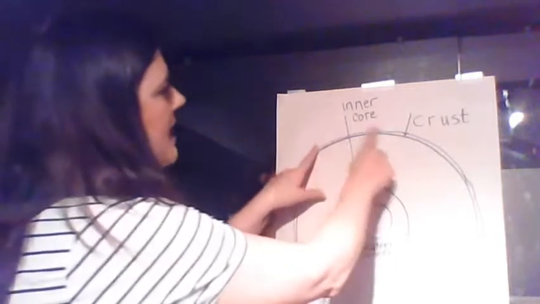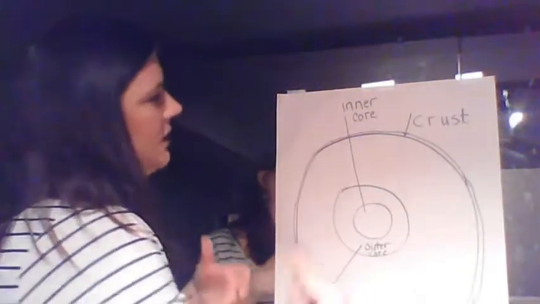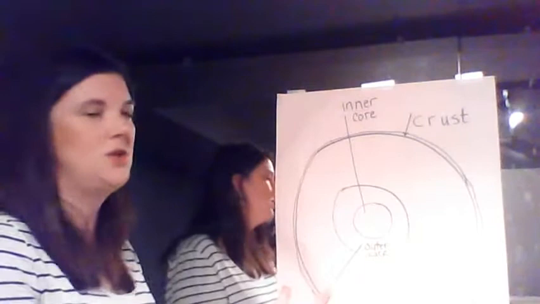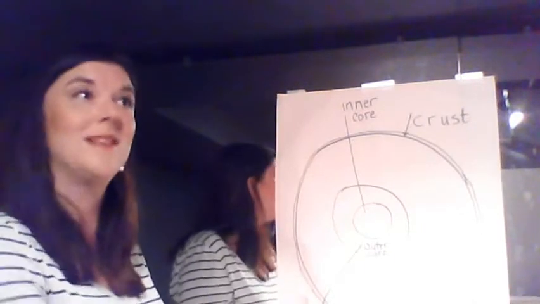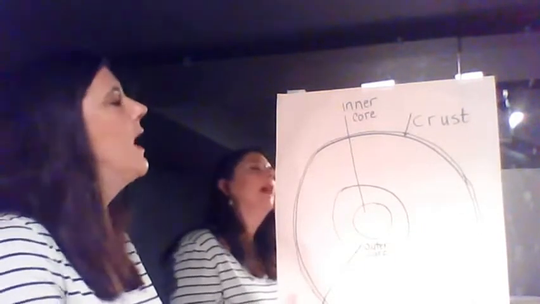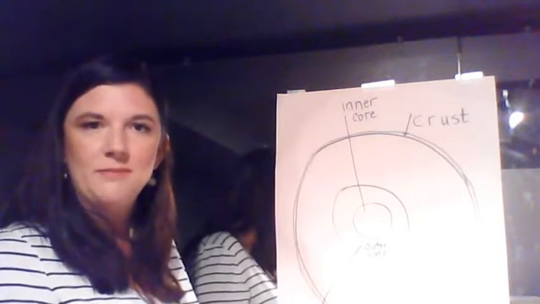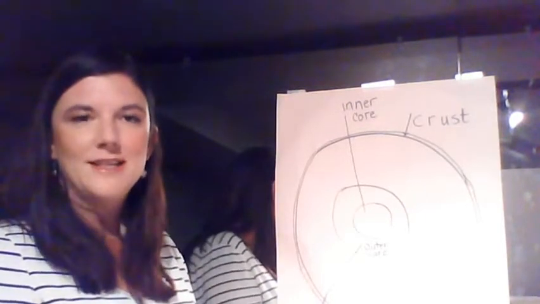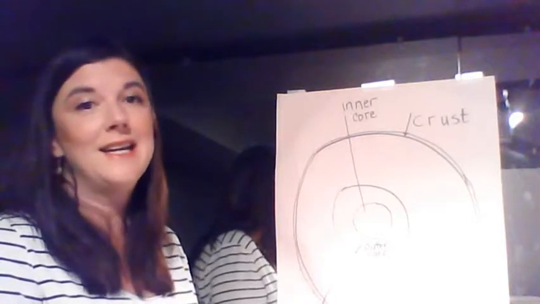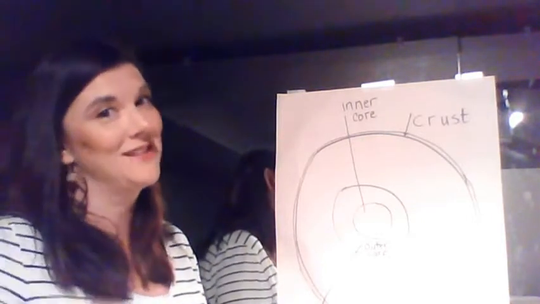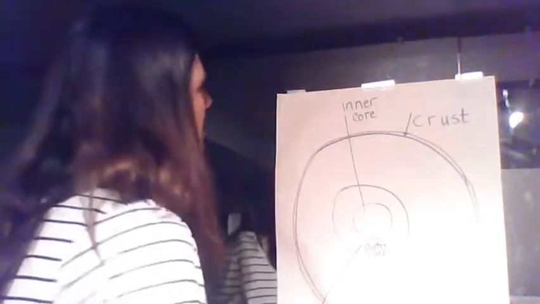So anyway, we live on the outermost layer. It's called the crust. There's two different kinds of crust. You've got the oceanic crust, that's what's at the bottom of the ocean, and then you have continental crust. So which layer do we live on? We live on the crust, the outermost layer, and it is mostly the continental crust. I don't live in the middle of the ocean. I don't know about you.